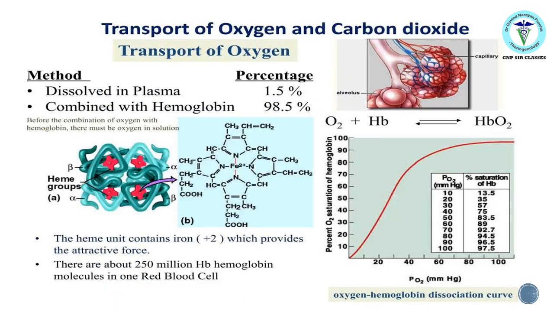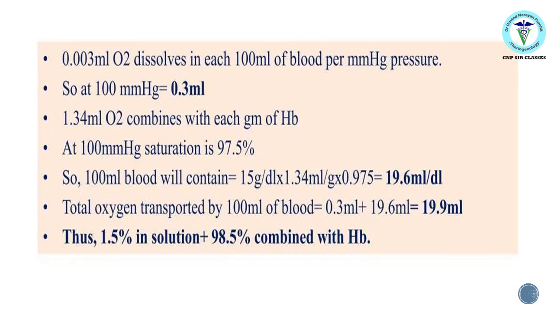Oxygen is transported in the blood, mostly bound to hemoglobin. The oxygen-hemoglobin dissociation curve shows the relationship between oxygen saturation and partial pressure. Hemoglobin's affinity for oxygen changes with different conditions. A small percentage of oxygen dissolves in plasma, while the majority binds to hemoglobin. At 100 mm of mercury, 97.5% of hemoglobin is saturated with oxygen. The total oxygen transported in the blood includes both dissolved and bound forms.